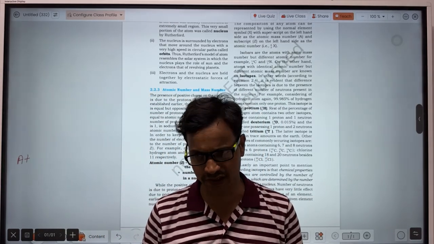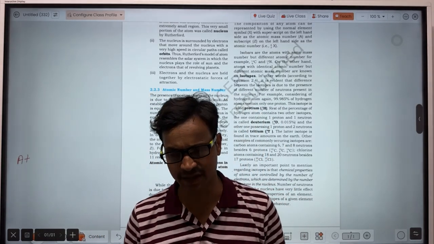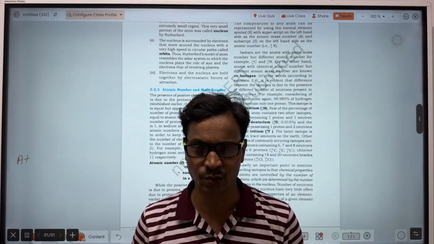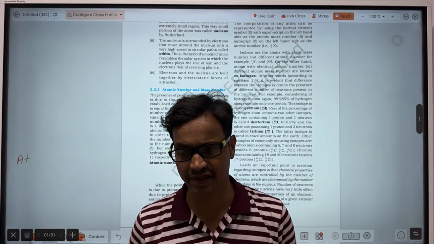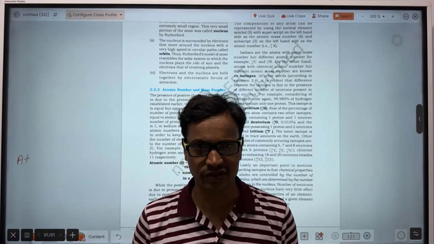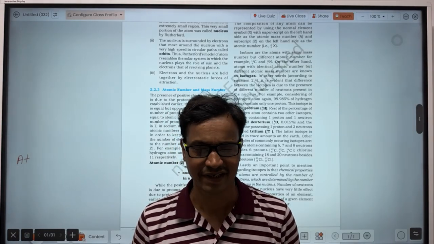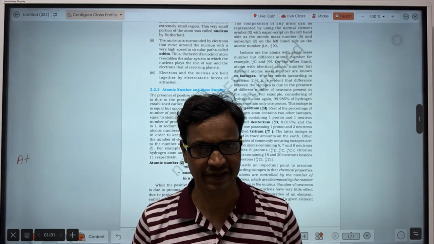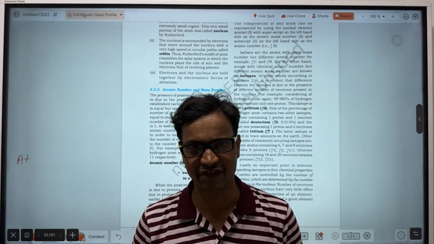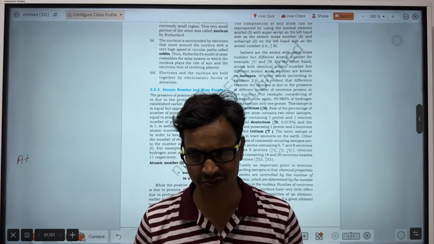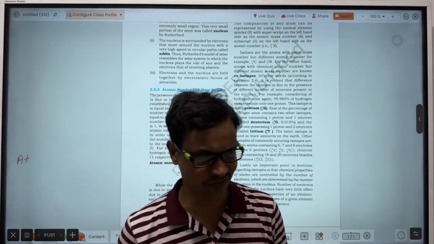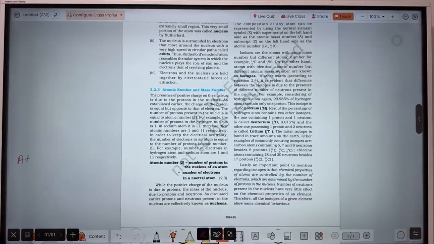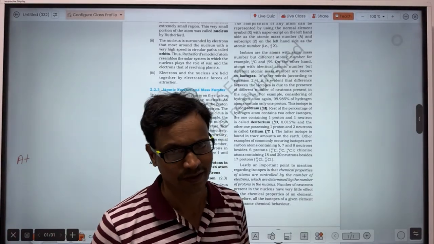So mainly the atomic number is the number of protons in the nucleus. Since in a neutral atom the number of protons equals the number of electrons, in a neutral atom the atomic number will be equal to the number of protons, and that will also be equal to the number of electrons. That is the atomic number. And what is mass number?